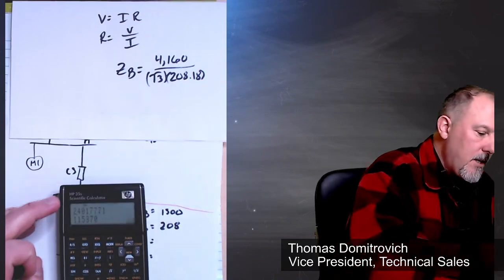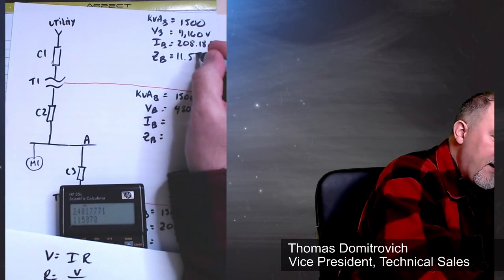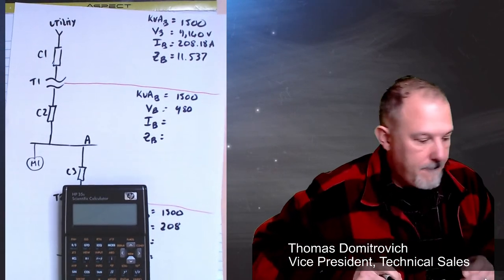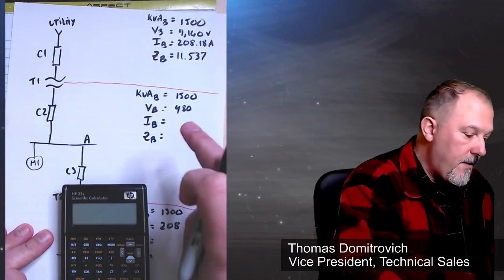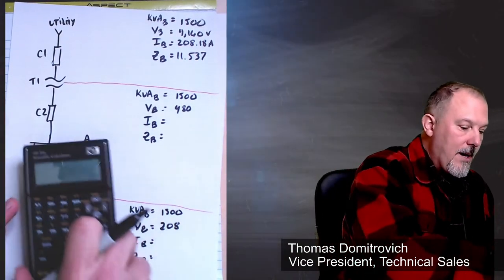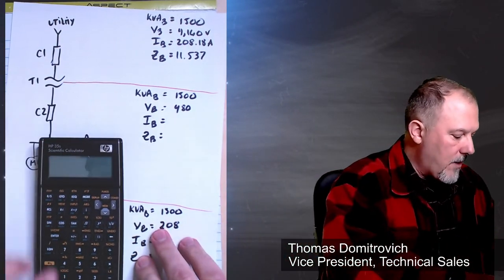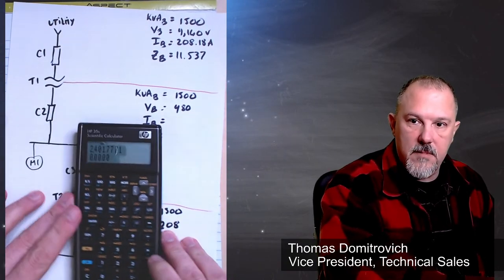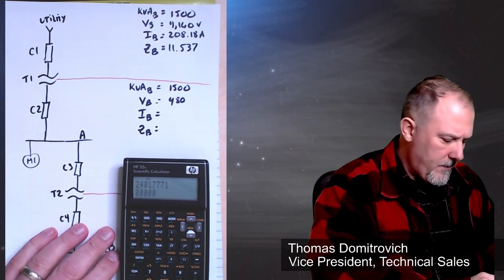11.537. So Z base is 11.537. Make sense? Now I'm going to do the same math for this level and this level, but I'm not going to write it out. You already saw that. So I'm just going to talk it out because I want you to make sure I'm doing this right. And you can see my calculator, hopefully.